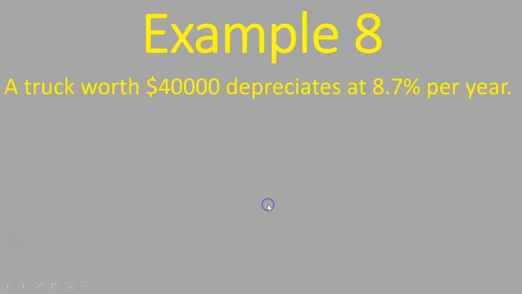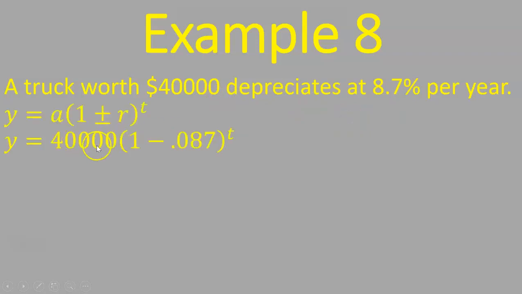Okay, 8th example: a truck worth $40,000 depreciates at 8.7% per year. Again, looking at your exponential model, 40,000 is where you start. This time depreciates means loses value. So you're losing 8.7%. That's 0.087. Again, that calculation can be made. This is the model that we can work with. We should look at this and tell that we start with 40,000 and we're losing value. We're actually losing almost 9% value.